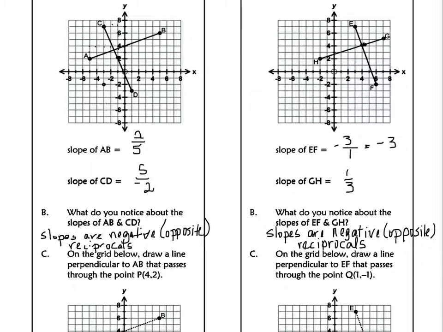So all that basically means that if one is positive, the other one is negative. And if one is, for example, 2/5, the other one would be the reciprocal of that, 5 over 2. But again, opposite signs. One would be positive, one would be negative. So basically reciprocals where one is positive, one is negative.